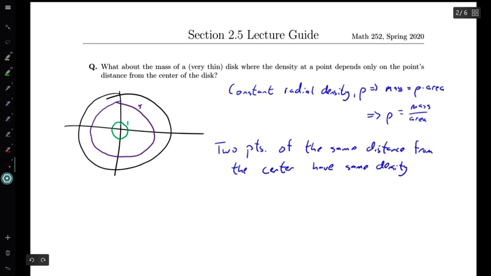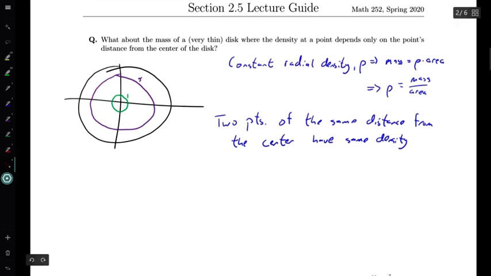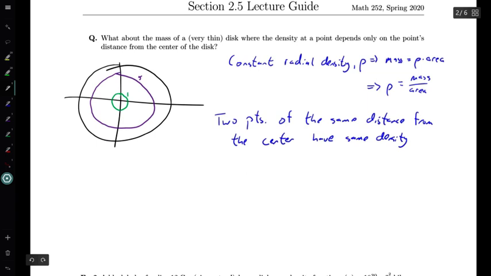Note that this still allows us to have varying density. Certainly this green circle satisfies this property that 2 points of the same distance have the same density, and this purple circle does as well, but the green circle and the purple circle have different densities. So again, what we can do here is think about rho, this radial mass density function, as a function of x.